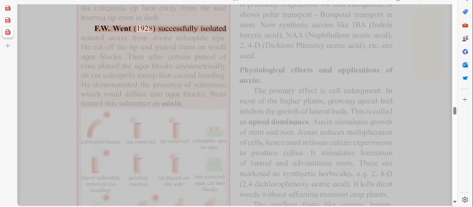F.W. Went, 1928, successfully isolated natural auxin from Avena coleoptile tips. He cut off the tips and placed them on small agar blocks. Then after a certain period of time he placed the agar blocks asymmetrically on the cut coleoptile stump, which caused bending. He demonstrated the presence of a substance which could diffuse into agar blocks. Went named this substance auxin.